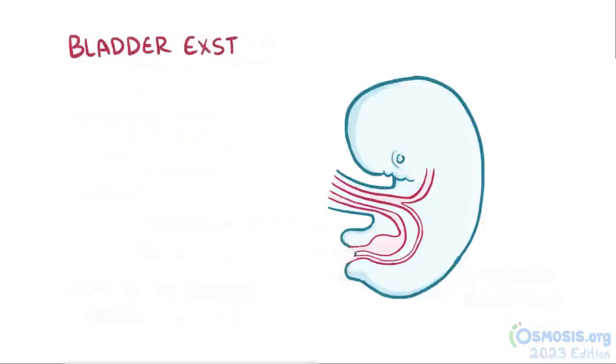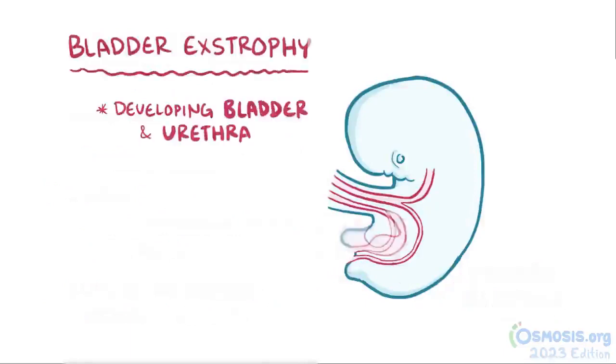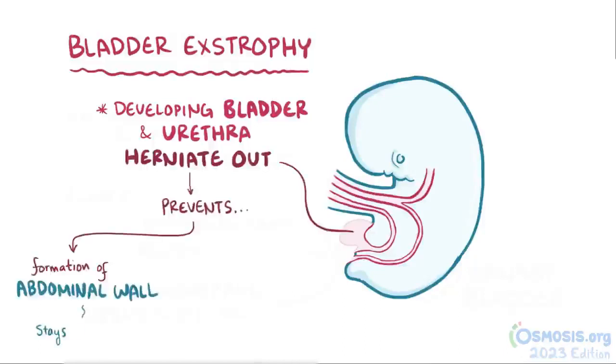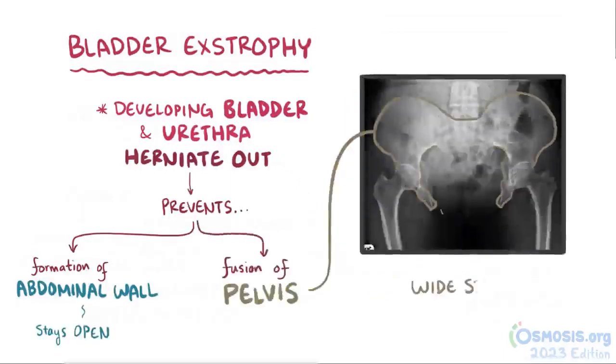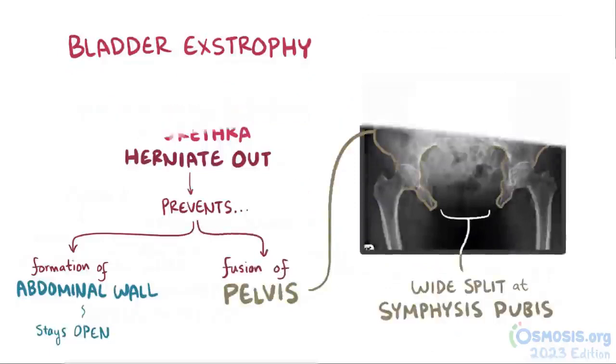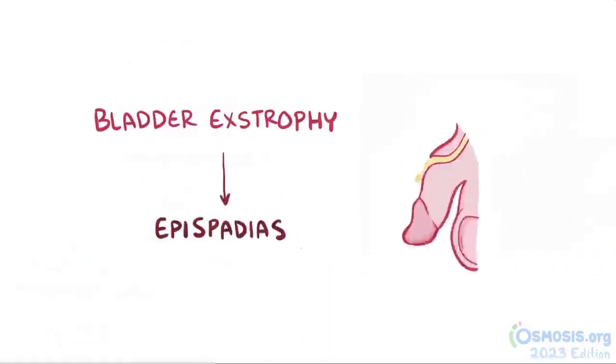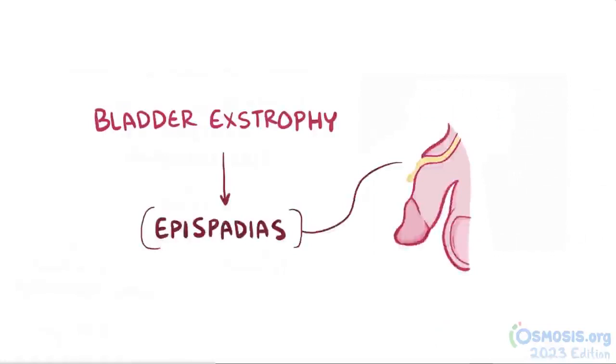Alright, so bladder exstrophy happens when the developing bladder and urethra herniate anteriorly, and this causes a couple problems. First, it prevents the normal development of the lower abdominal wall, which leaves it open. Second, it prevents the fusion of the pelvis, which leaves a wide split in the symphysis pubis. Also, most cases of bladder exstrophy involve epispadias, which is where the urethra exits the top of the penis. But the opposite isn't true. Not all cases of epispadias involve bladder exstrophy.